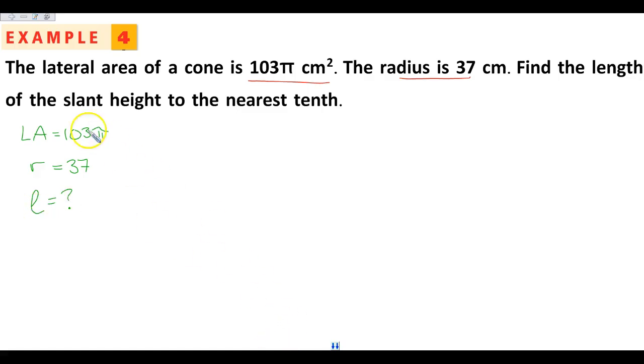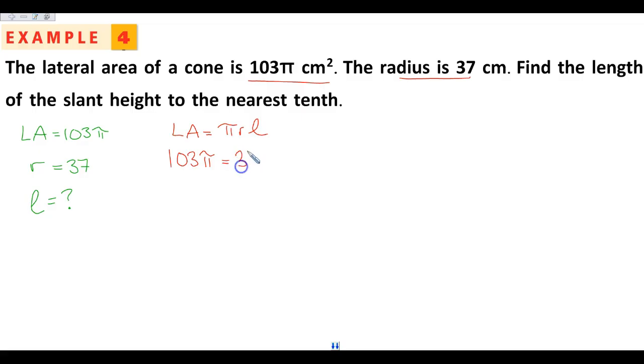Okay, so let's start. We're given lateral area, so that's the place we want to start. We want to start with our lateral area formula. So lateral area is pi r L. And we're going to just, from here, plug in what we know. We know that the lateral area is 103 pi.